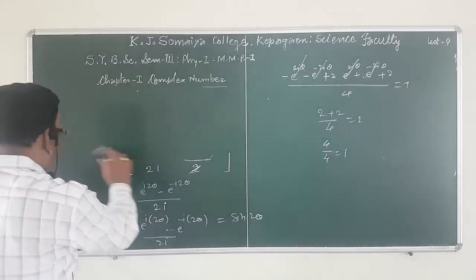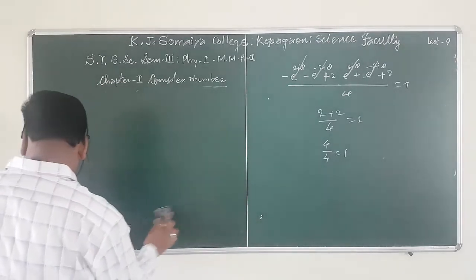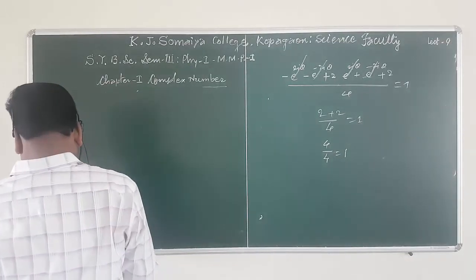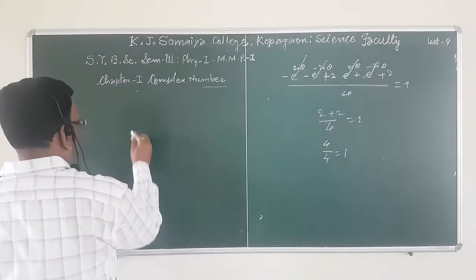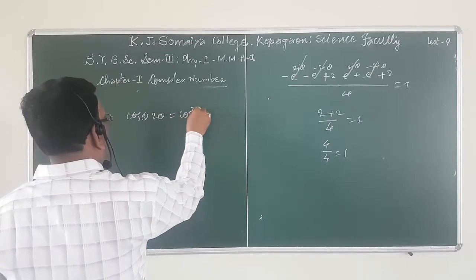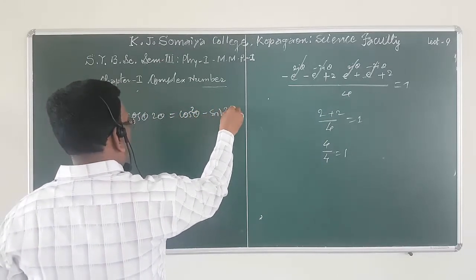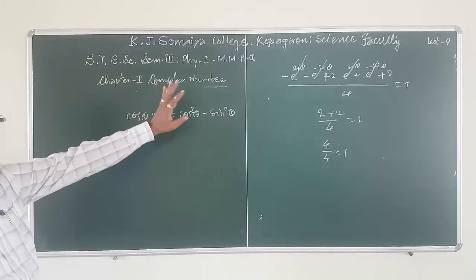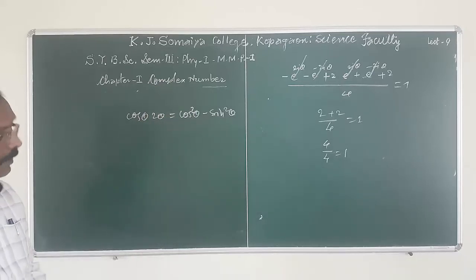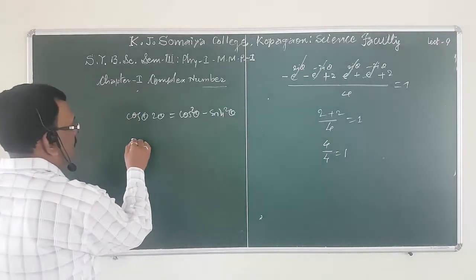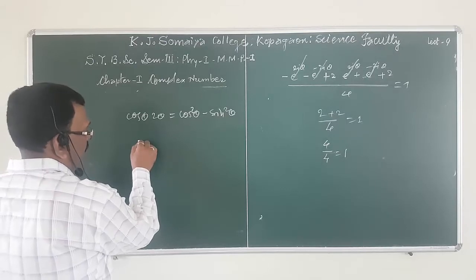Now, the next and last identity to show is that cos 2 theta is equal to cos square theta minus sin square theta. Before that, sin 2 theta is equal to 2 sin theta cos theta, but here cos 2 theta is equal to cos square theta minus sin square theta.